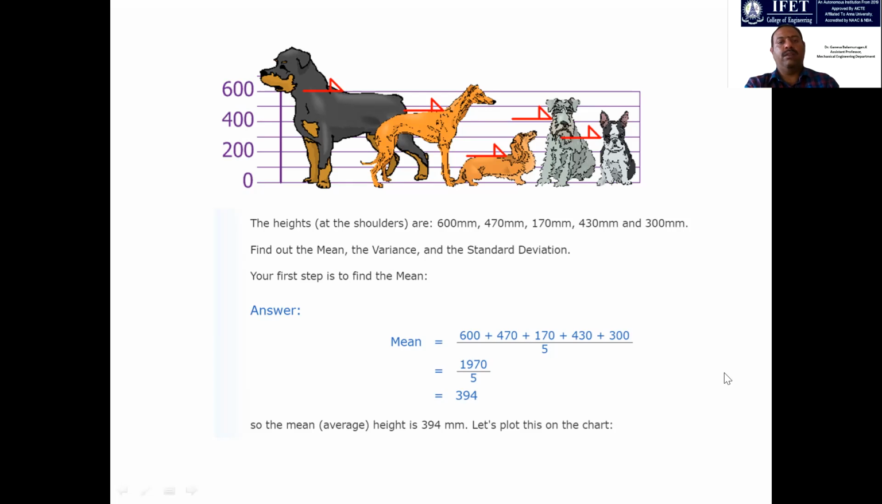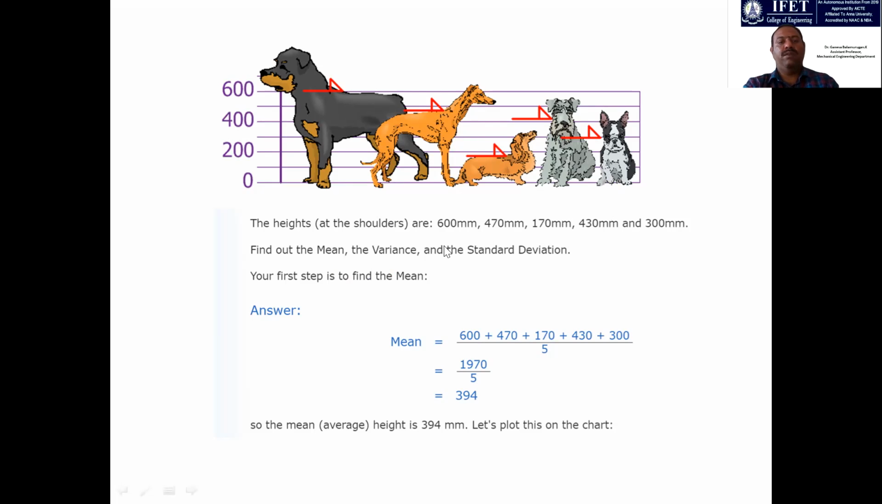So this black dog is 600 mm in height, and the second is 470 mm, and this one is very short, 170 mm. This is medium, 430 mm, and the last dog is 300 mm. So these are the different dog breeds' heights.